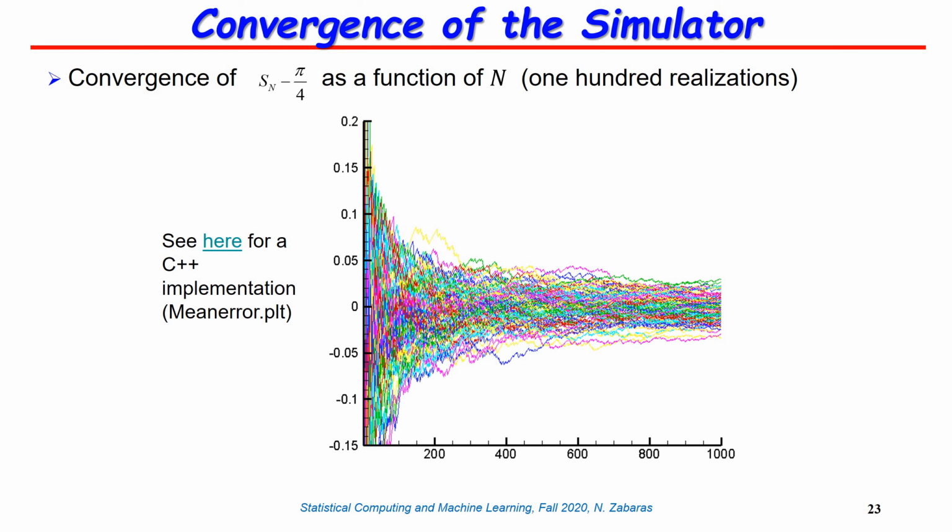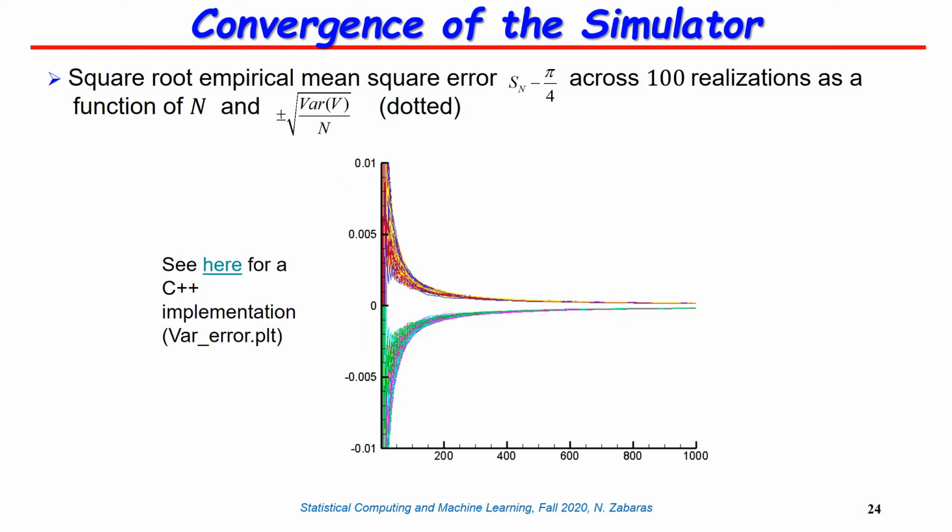These are 100 realizations. And again, remember that the error for every given n is plus or minus 1 standard deviation, that is, the square root of the variance divided by the square root of n. So you have those two bounds for any given n, and they are shown here with dotted lines that I think you will need to zoom in on this picture to be able to see.